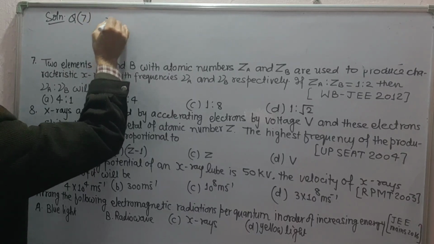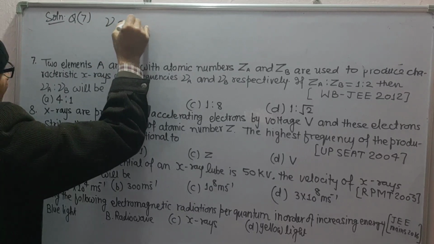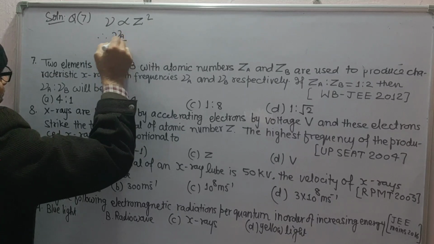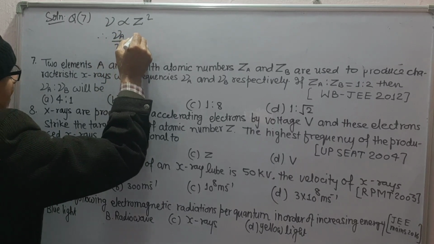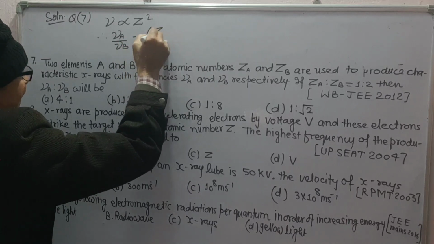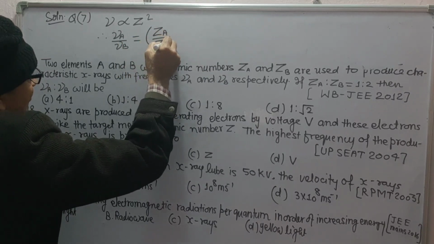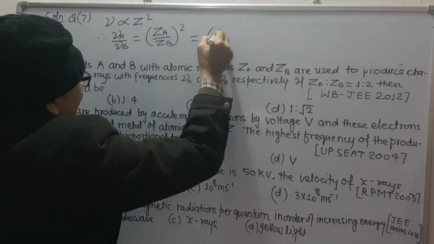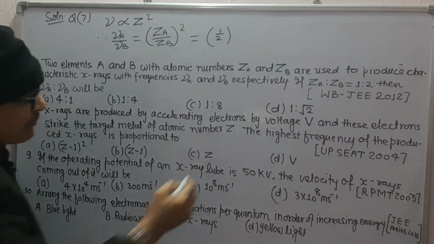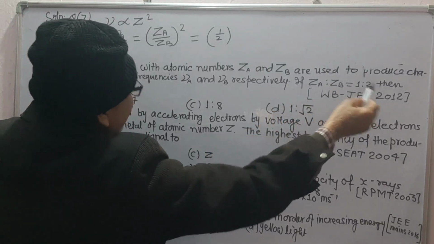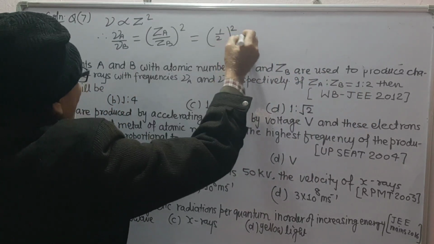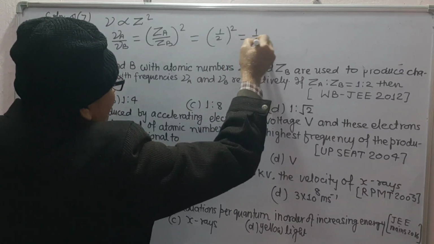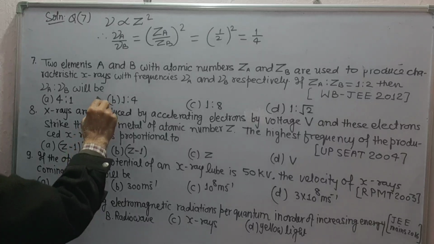We know nu is directly proportional to Z square. Therefore, nu A upon nu B will be equal to Z A upon Z B whole square, which is 1 upon 2, because Za to Zb is 1:2. So, it is 1 upon 2 whole square, which gives nu A upon nu B as 1:4. So, the correct option will be B.